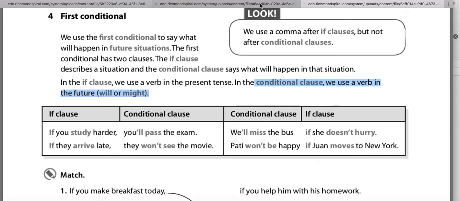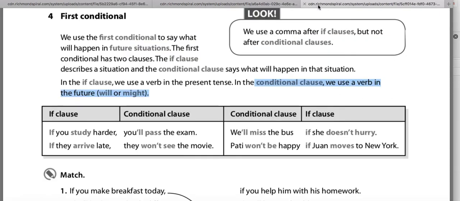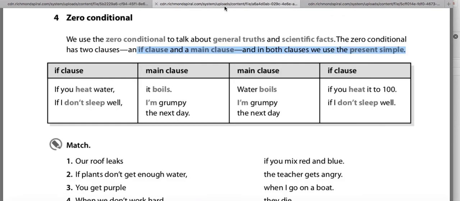One more time. Zero conditional, both clauses, if and main clauses, both with present simple. First conditional, we use if clauses with present tense and conditional clauses with future, will or might. Okay? Don't forget it, guys. Don't forget it because it's very important.